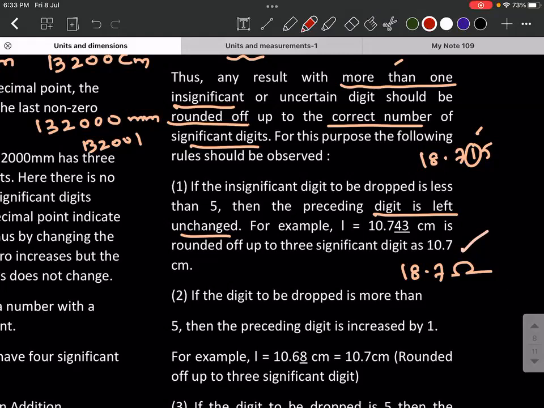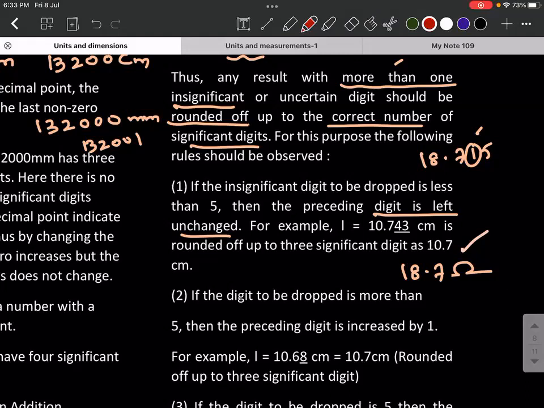You can write the heading as rules to round off. Rules to round off. First one, what does it say? If the insignificant figure to be dropped is less than 5, then the preceding number is left unchanged. Is that point clear?